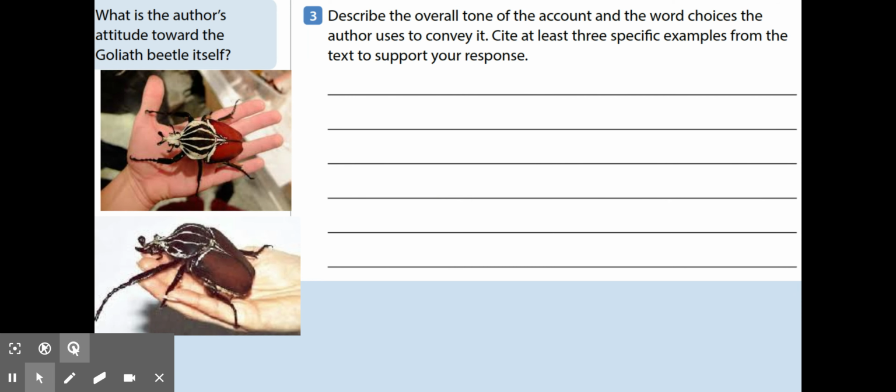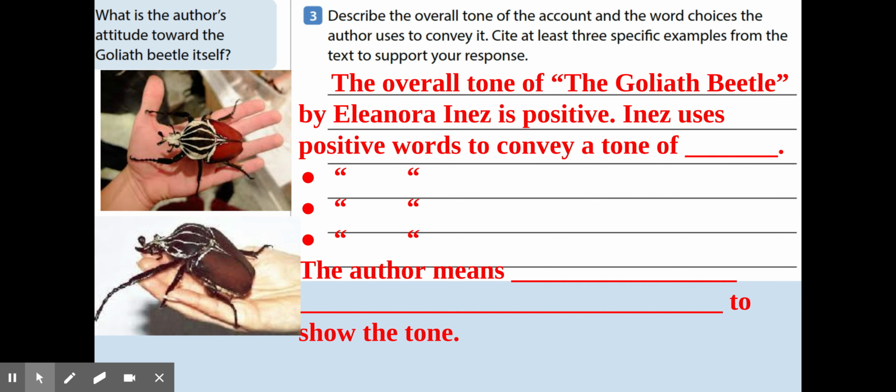Okay. This next one. So, this is mine. The overall tone of the Goliath Beetle by Eleanor Inez is positive. Inez uses positive words to convey a tone of, this is where you're going to have to tell me an actual feeling word. Okay, you're going to have to come up with what to put there. And then you're going to cite from the text. You're going to give me examples. You're not going to get to use bullets. This is just an outline, okay?